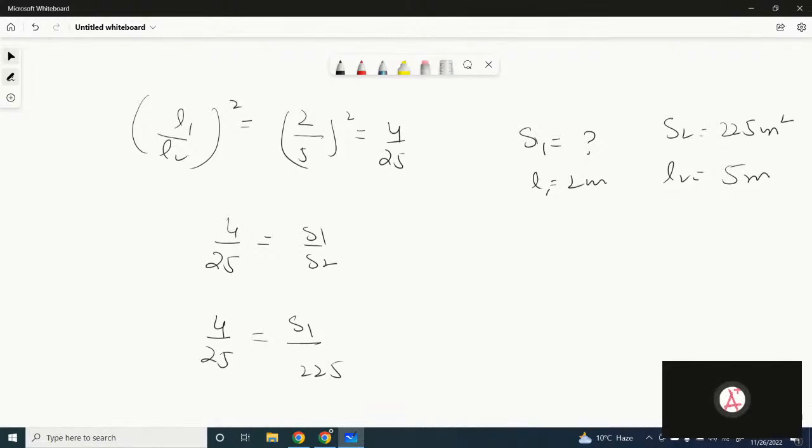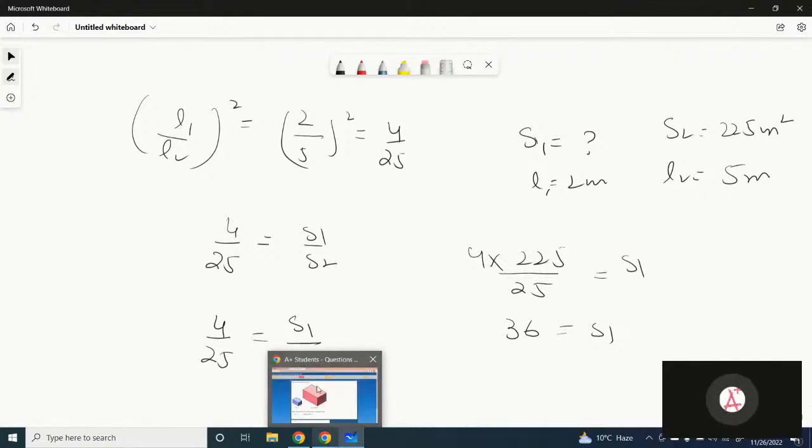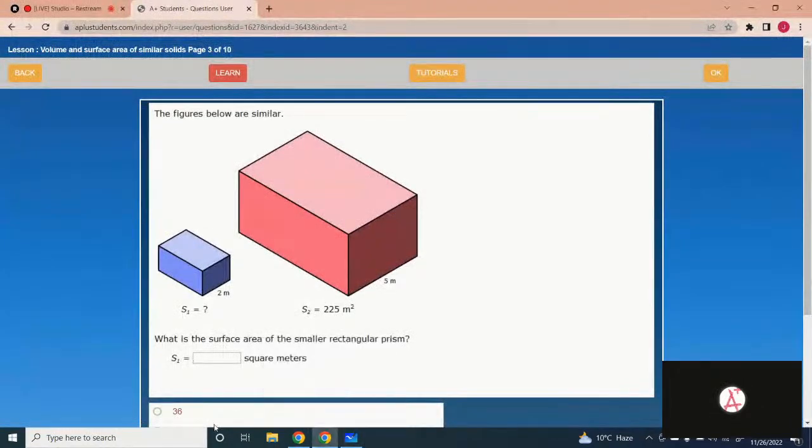Just do cross multiplication. It would be 4 times 225 divided by 25. Got it? Just solve it. Wait, let me do 225 times 4. It would be 900. 900 divided by 25 is 36. Got it? That means the surface area of the smaller figure is 36 square meters. Just select the correct option and click on the OK button.